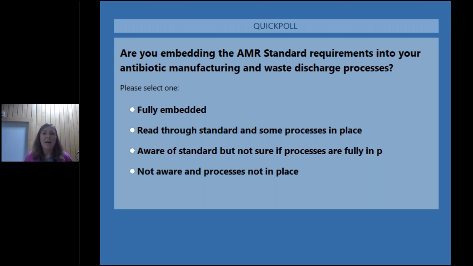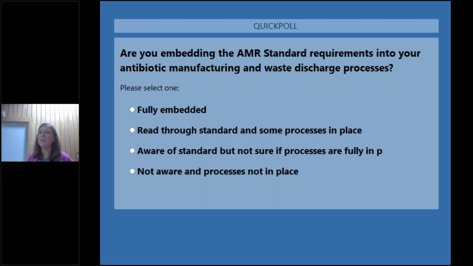I'd appreciate it if you could answer the question posed here based on your experience. Are you aware of, and are you embedding, the antibiotic manufacturing standard requirements in your manufacturing processes for antibiotics? Are you aware of the antibiotic manufacturing standard and are you embedding it into your site? So we'll give you a moment.